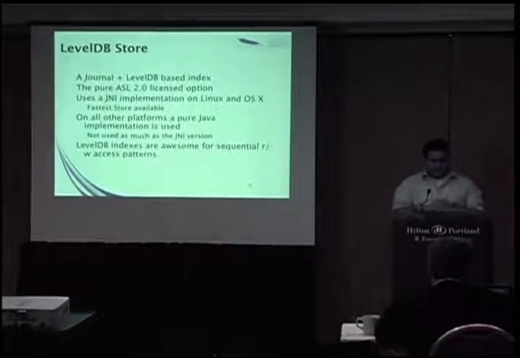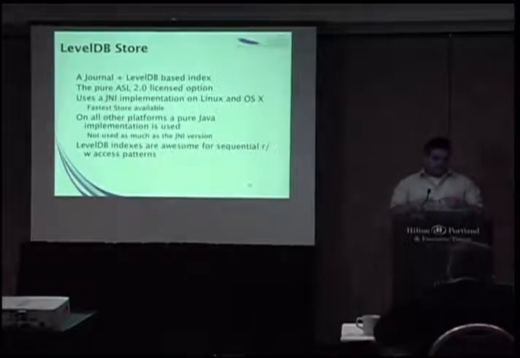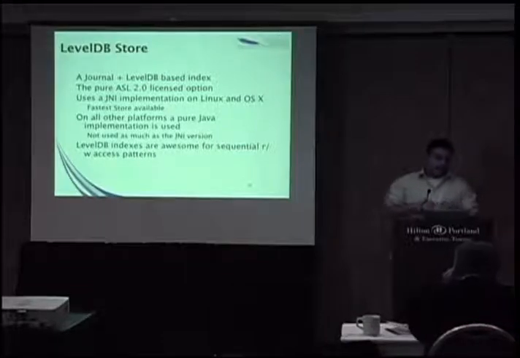Okay, so the LevelDB store implementation is very similar to the store implementations we've done in ActiveMQ before. They use a journal plus index approach. The indexes are implemented on top of LevelDB. In ActiveMQ, our implementations tended to use indexes implemented using B-trees, but we found out that LevelDB indexes actually work much better for messaging, because we tend to insert into the indexes in an incrementing fashion. It's not like a random write into the index. We tend to insert at the end of the index almost all the time since we have incrementing message numbers. And we also tend to read them in a sequential fashion too. We don't tend to do random lookups through the index.